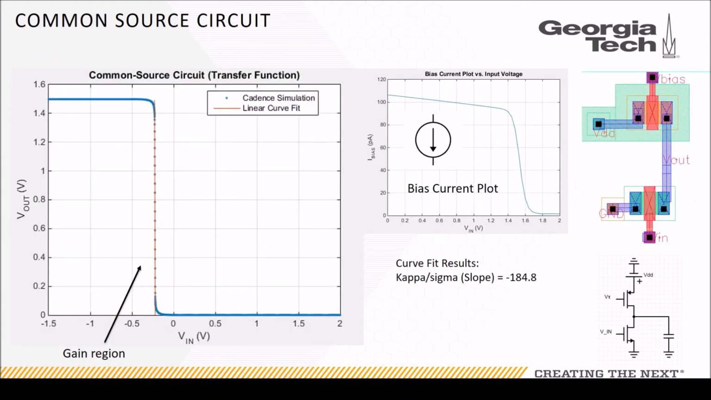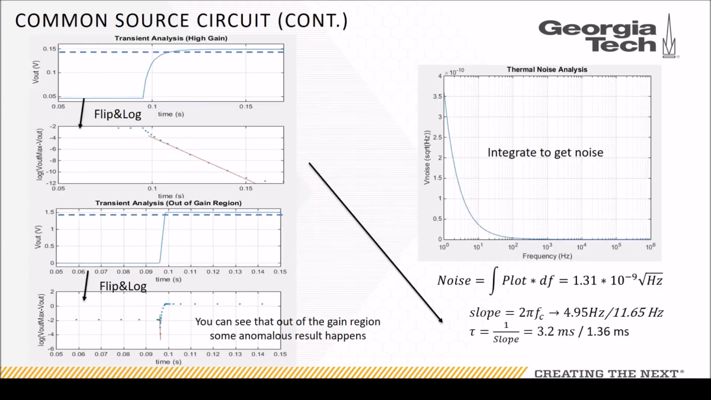And for the simulation, we have our schematic and a layout on the right. From that, we simulate our curve and get the V out over V in. We can see from the linear range in the middle, which is our gain region, our slope is around negative 184.